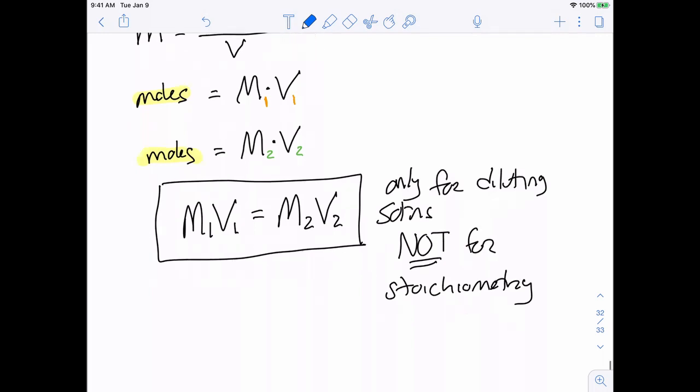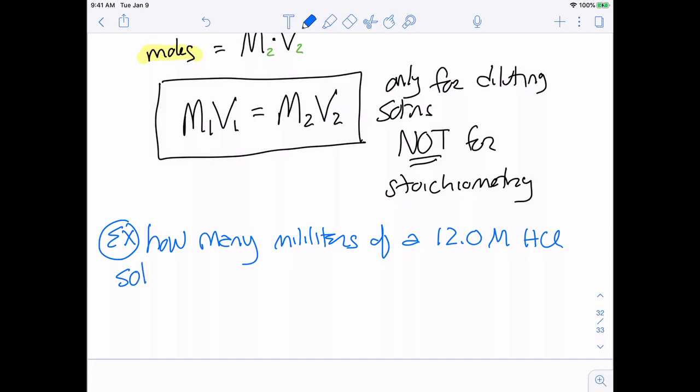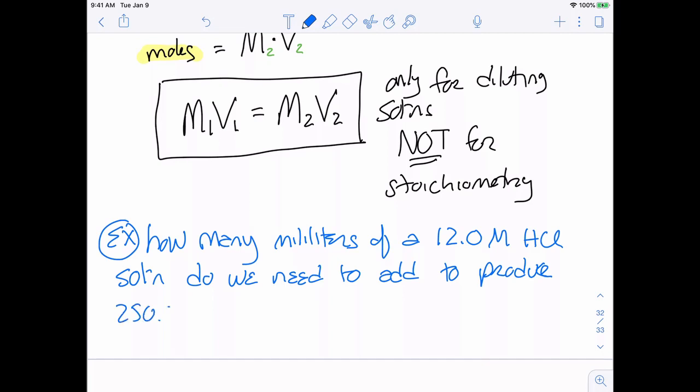So an example for us. How many milliliters of a 12.0 molar hydrochloric acid solution do we need to add to produce, forgot my C, let's do 250.00 milliliters of a 5.25 molar solution.